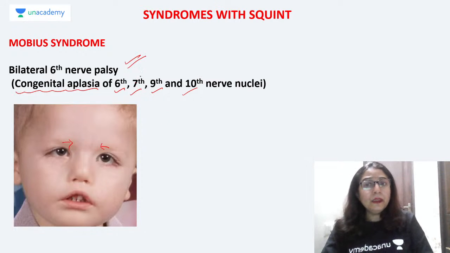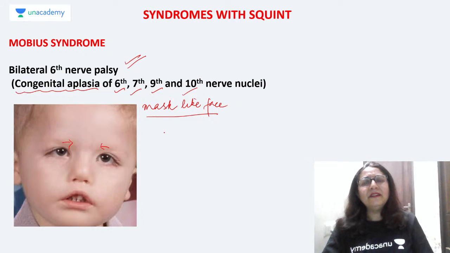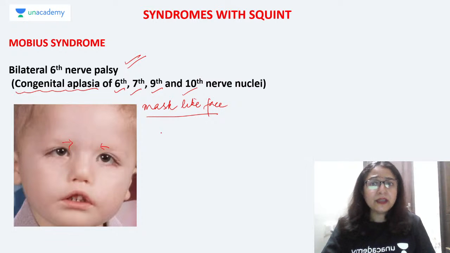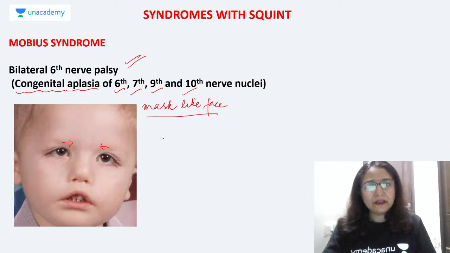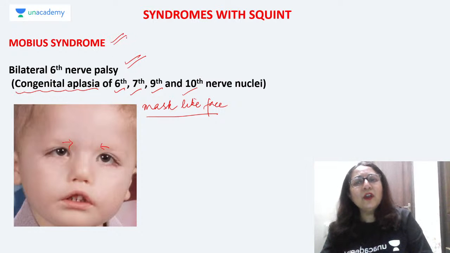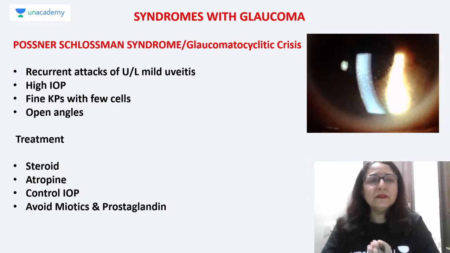Okay, due to seventh nerve palsy, there is facial palsy, bilateral facial palsy, which results in mask-like face. These patients mostly have mental retardation also. There is atrophy of the tongue, associated features. But for us to remember, bilateral sixth nerve palsy due to congenital aplasia of the sixth nerve nucleus is your Mobius syndrome. Okay, fine. Moving on to certain syndromes which are associated with glaucoma.